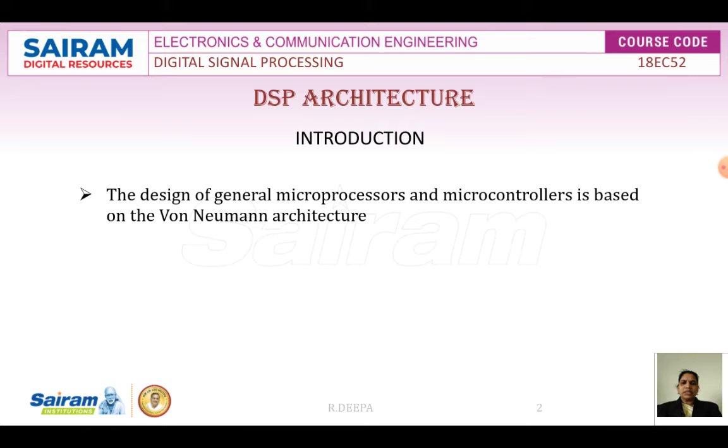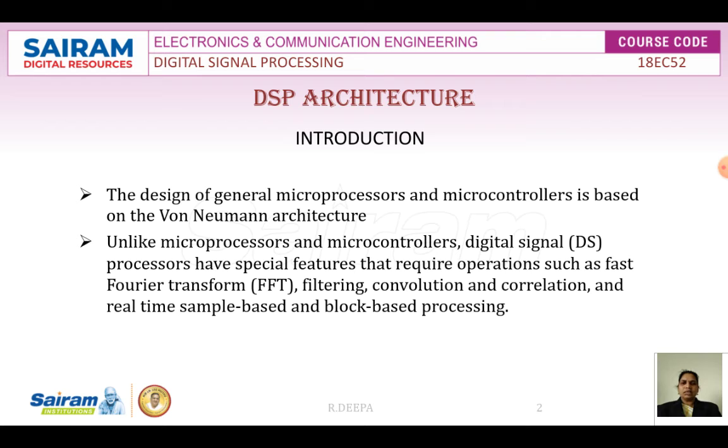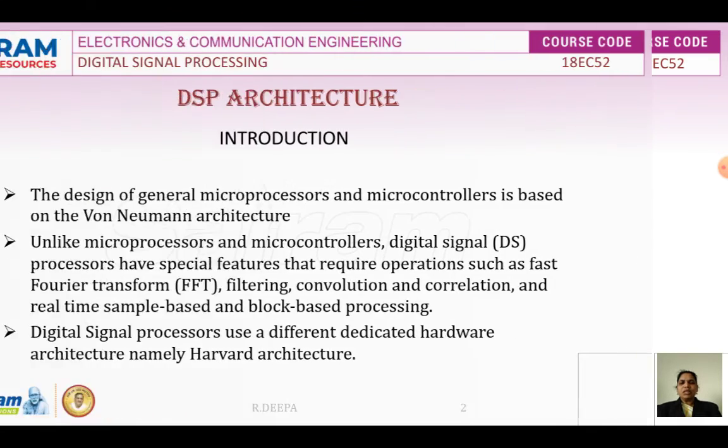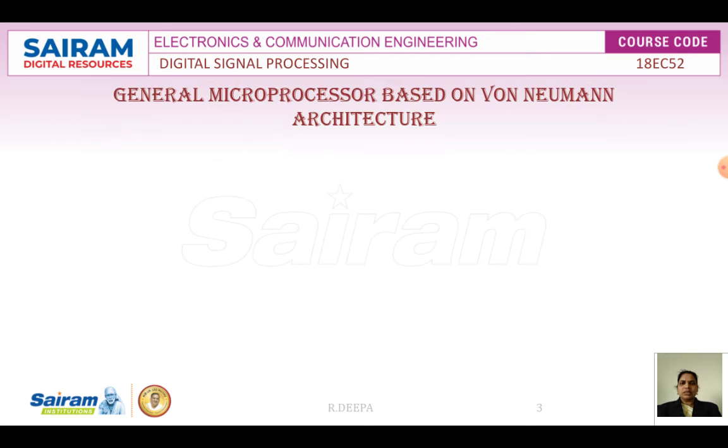If you observe the design of general microprocessors and microcontrollers, it is based on von Neumann architecture. Whereas the same architecture we can't use for the digital signal processor, as it has some special features such as it requires operations of fast Fourier transform, filtering, convolution, correlation and real-time sample-based and block-based processing. Hence, it needs a different dedicated hardware architecture which is named Harvard architecture. All digital signal processors will be using this Harvard architecture in general.